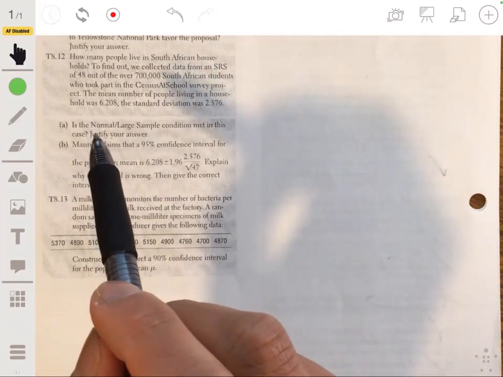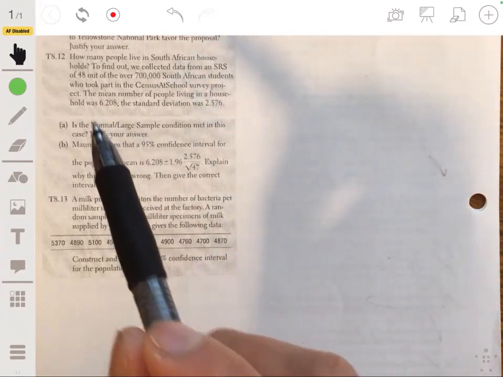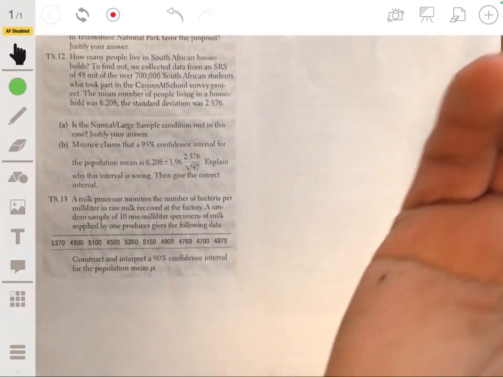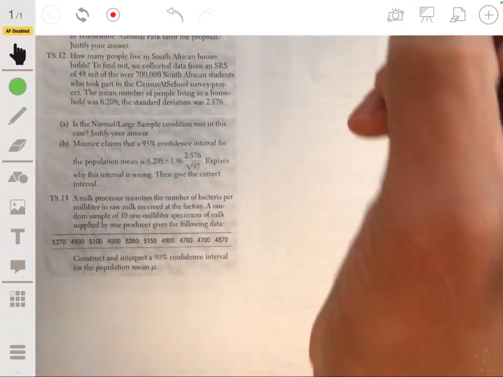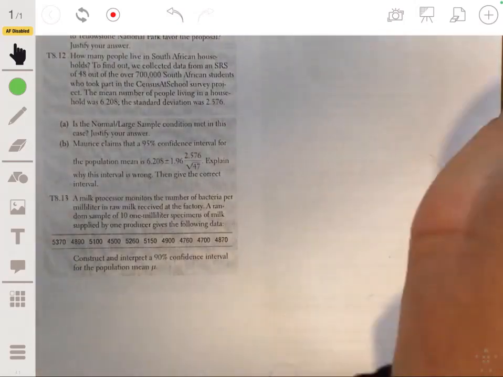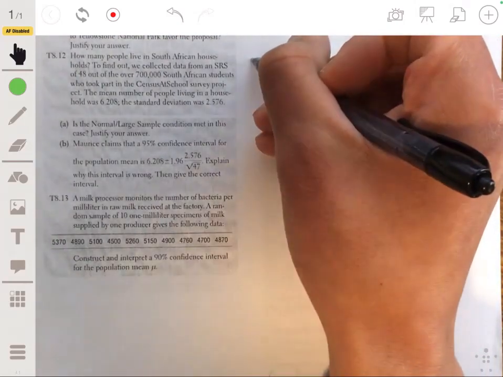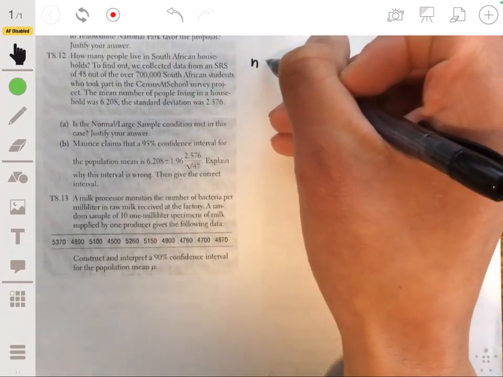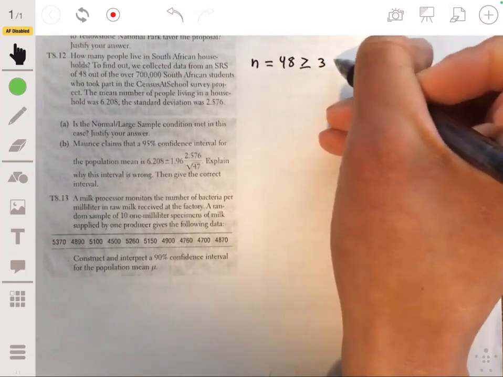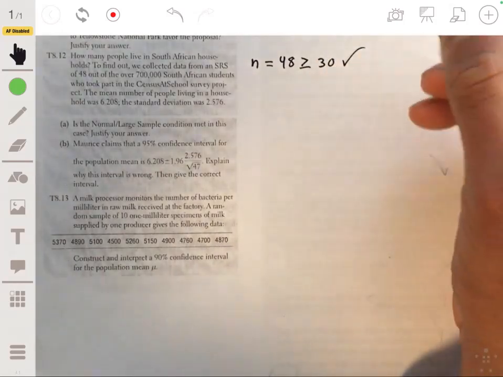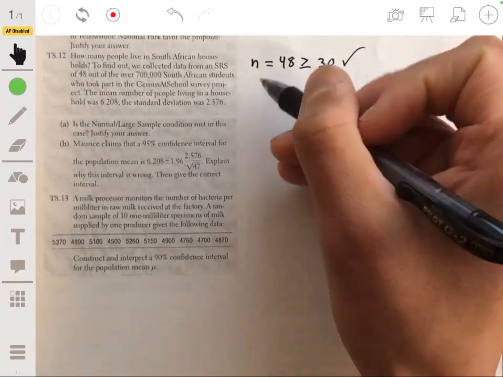Part A, is the normal large sample condition met in this case? Justify your answer. Okay, so since our sample size is 48, the normal large sample condition is met because remember, this just says that our sample size has to be at least 30, and 48 is obviously greater than or equal to 30. So we can say it's met. Now, part B.